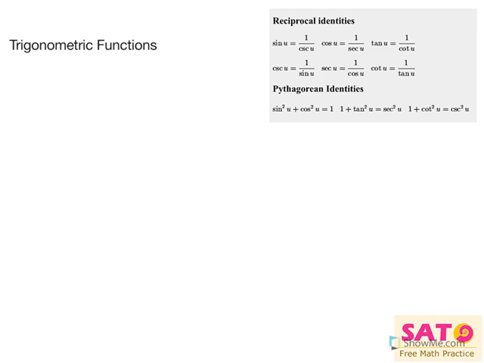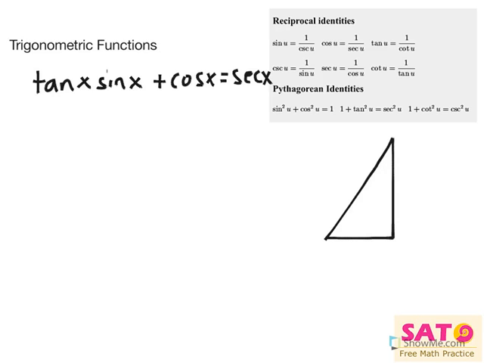So let's get started with some examples. So here on the upper left, you have the identities and all the formulas you're going to use, right? So let's start off with the first problem. Make it kind of simple. Tan x times sine x plus cosine x equals secant x. Alright, let's draw a triangle. Let's say we have this triangle right here. And let's label sine, cosine, and tangent from this point.